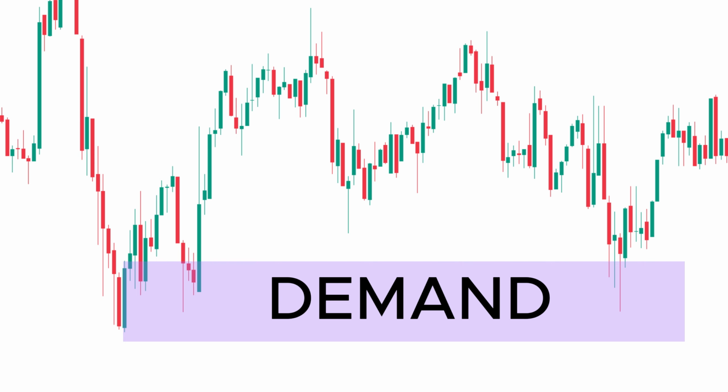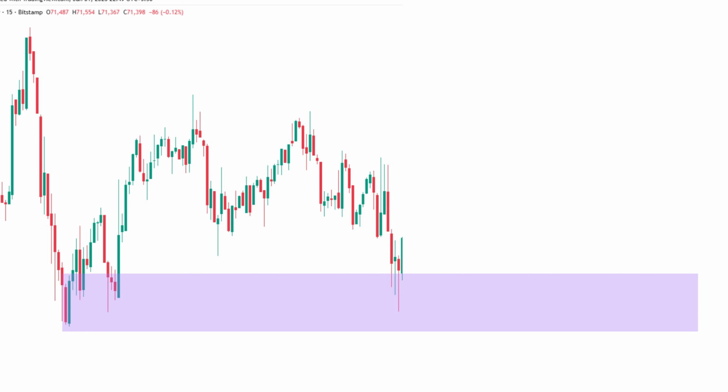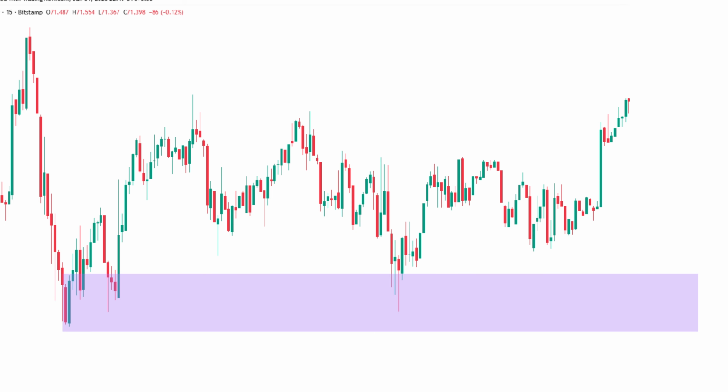The absolute key rule here is that this level must remain unmitigated, meaning the price has not retested or touched it yet. The very first time price retraces back to this fresh level, the probability of a strong bounce is incredibly high because the institutional orders are still sitting there.